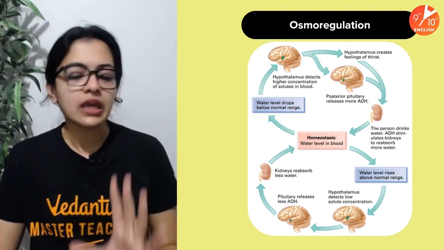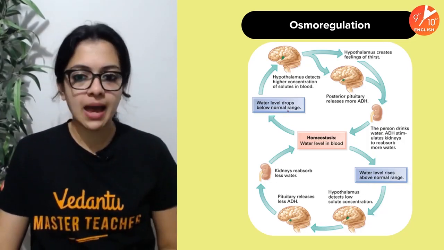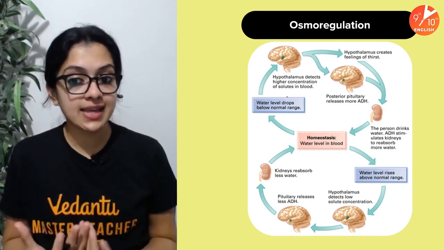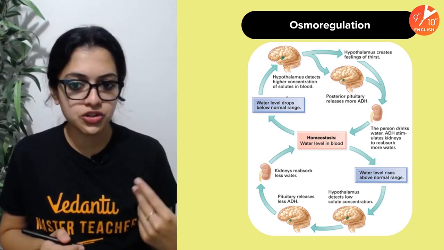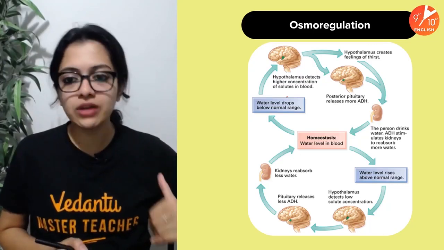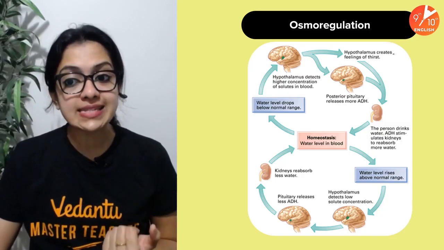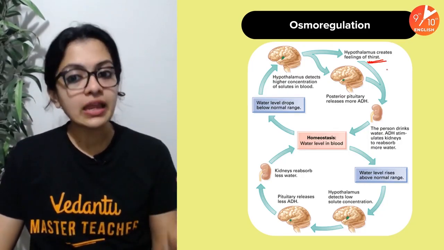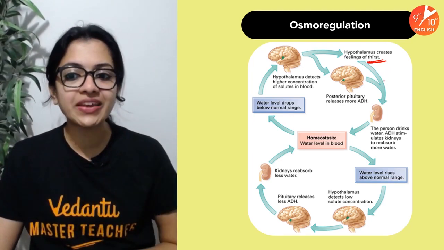Okay, so for example, say the water level in your blood, in your body, drops below a normal range. Your hypothalamus, which is part of your brain, is able to detect higher solute concentration in blood, because obviously water concentration has dropped below the normal range. Now, when this occurs, the hypothalamus creates feelings of thirst. Okay, and then your hypothalamus conveys a message to the posterior lobe of the pituitary.